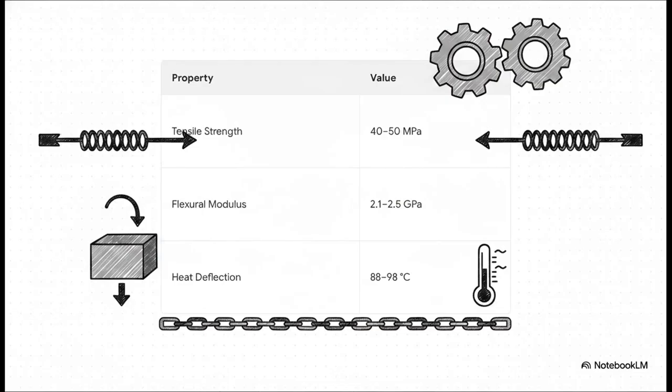Now, take a look at these baseline mechanicals. Notice the flexural modulus sitting between 2.1 and 2.5 gigapascals, alongside a tensile strength of 40 to 50 megapascals. For us mechanical engineers, this tells us that ABS is incredibly stiff. But thanks to that butadiene rubber we just talked about, it is not brittle. It offers fantastic structural rigidity while maintaining a highly predictable dimensional stability.